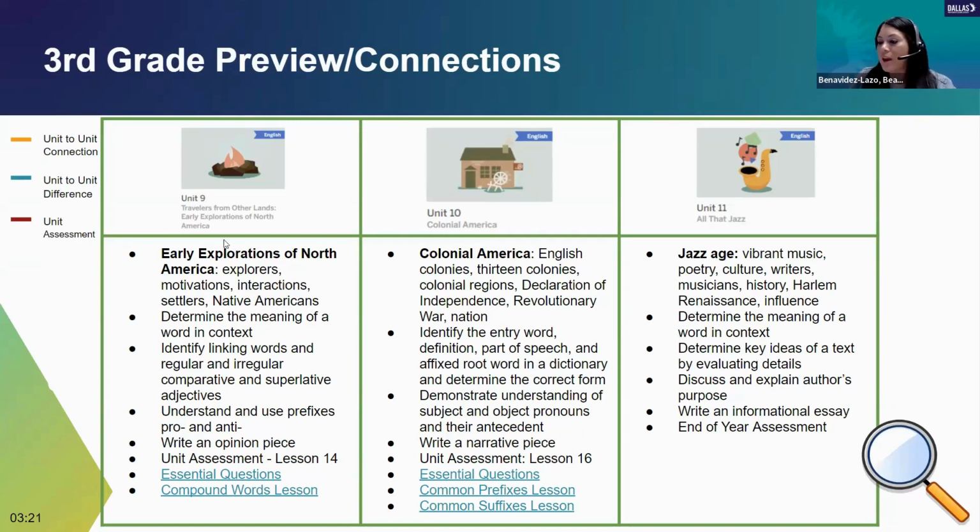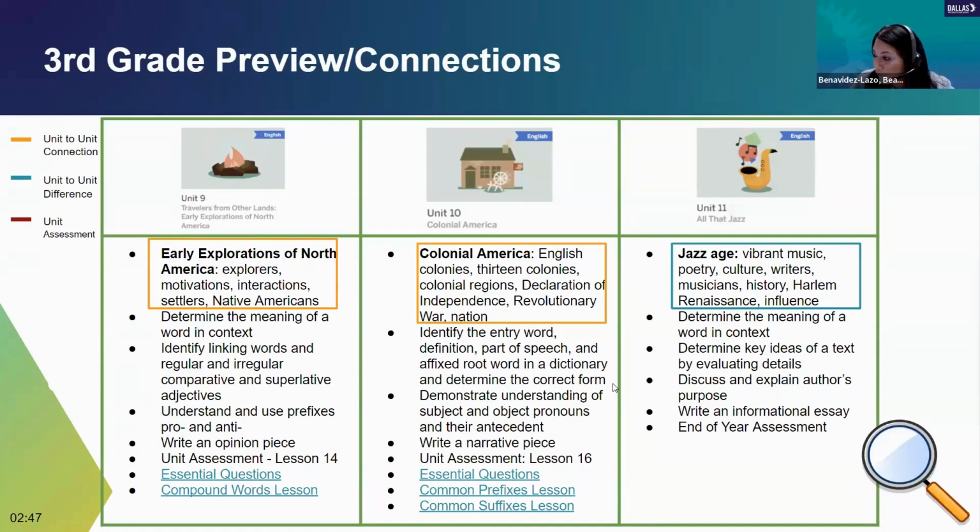So I'm going to go ahead and we'll look at what these connections are. So we see early exploration of North America, the explorers' motivations and interactions of the settlers with the Native Americans. That's going to tie into Colonial America when they start going into the 13 colonies, the regions, Declaration of Independence, and of course our Revolutionary War. But what's different is that Unit 11 will then focus on jazz. So the Jazz Age, great cultural, but does not have to do with the exploration, but we do have some of a cultural piece here.